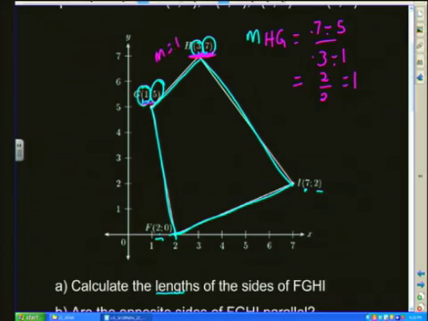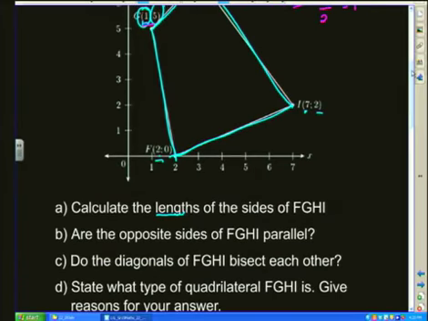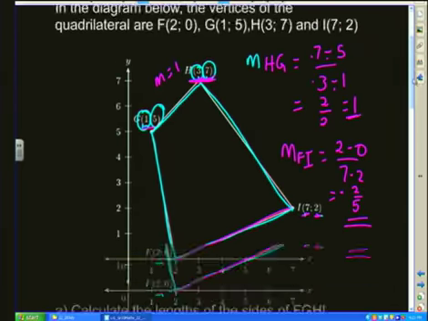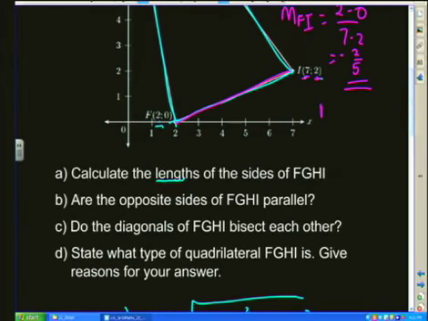All right. Remember, if that side were to be parallel to this side FI, then we know that the gradients are supposed to be equal. So let's check that out. We're going to have y coordinate 2 minus 0 all over 7 minus 2. And that's going to give me negative 2 over 5. So we can see that these are in fact not equal, so therefore our opposite sides, no, they're not parallel.